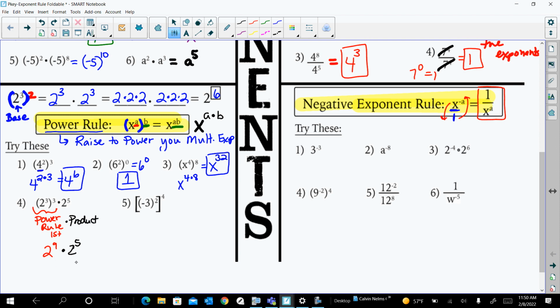Well, when they both have the same base and we're multiplying, what do we do to the exponents here? Okay. So this answer becomes what? 2 to the 14th.